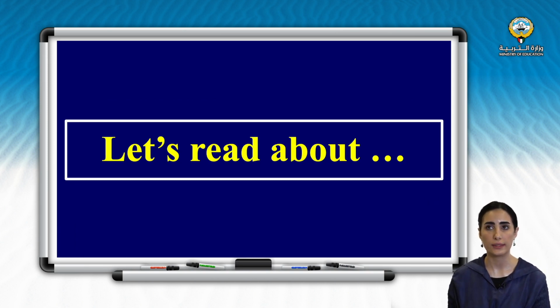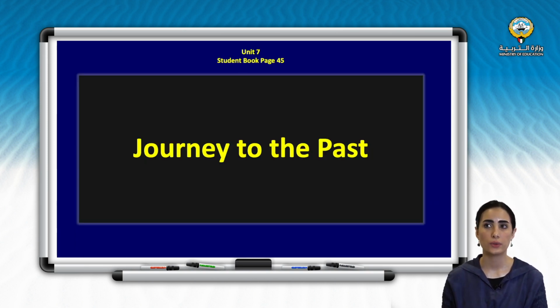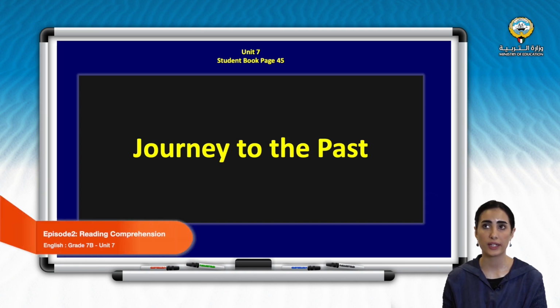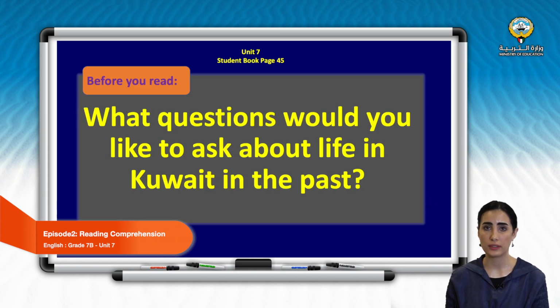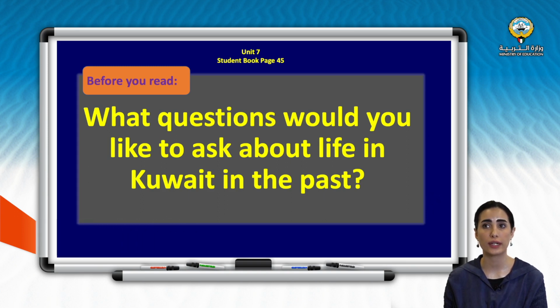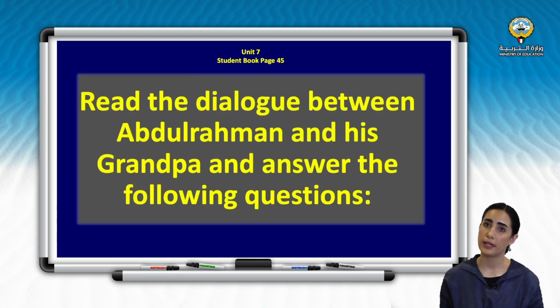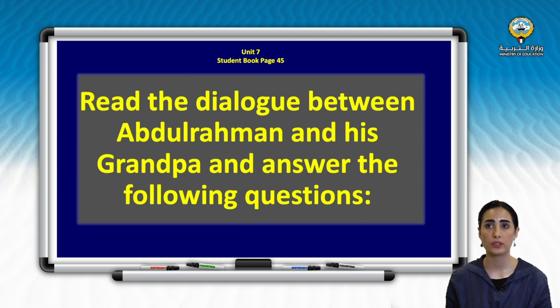Now we are going to read about Journey to the Past. It's in your student's book, page 45. Before you read, of course, we have to read the questions. What questions would you like to ask about life in Kuwait in the past? What aspects are you wondering about the life of the Kuwaitis in the past? Now we're going to read the dialogue between Abdurrahman and his grandpa and answer the following questions.